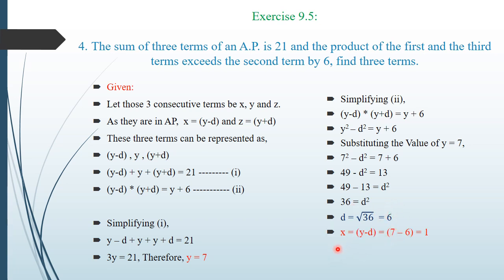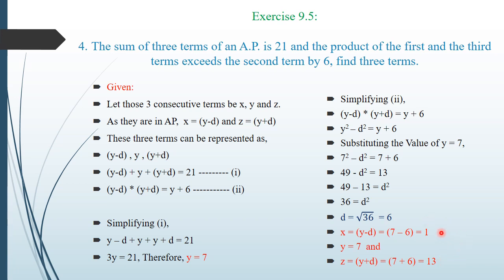Therefore, the previous term, that is x, is equal to, I need to just subtract d from y, that is 7 minus 6 equal to 1. And we know that the middle term y is 7, and the next term, that is z, is equal to, I just need to add the common difference d to this, y plus d, that is 7 plus 6 is equal to 13.